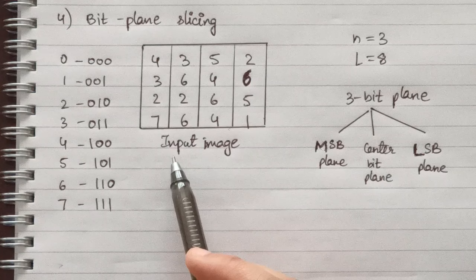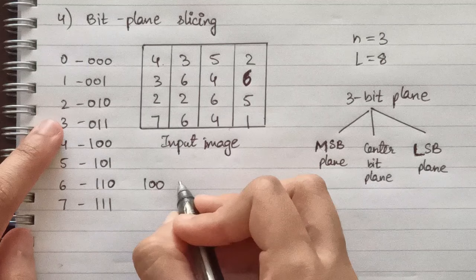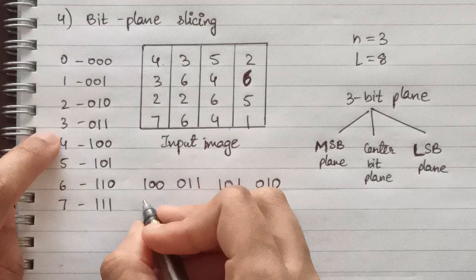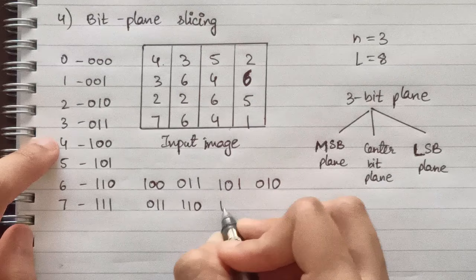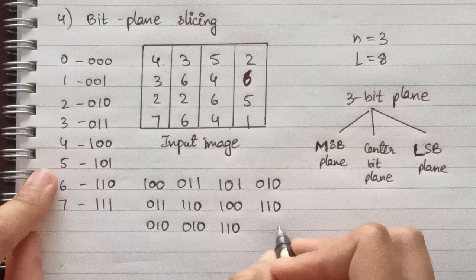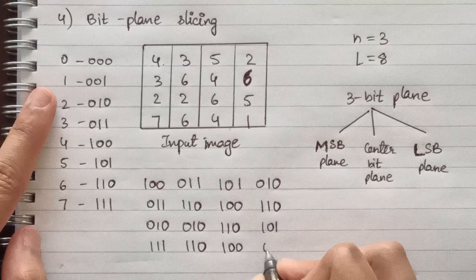Now we'll convert our input image into a 3-bit image. So we'll take the first value, 4, and write 100, then 011, 110, 101, 010. For each of these values, we'll take the binary form. 110, 100, 110, 110. Okay, now we have converted this into our 3-bit image.